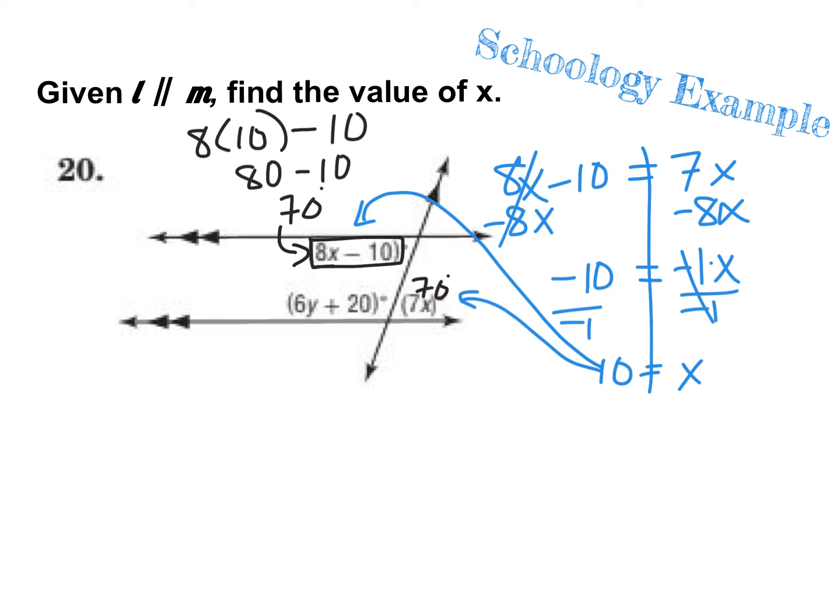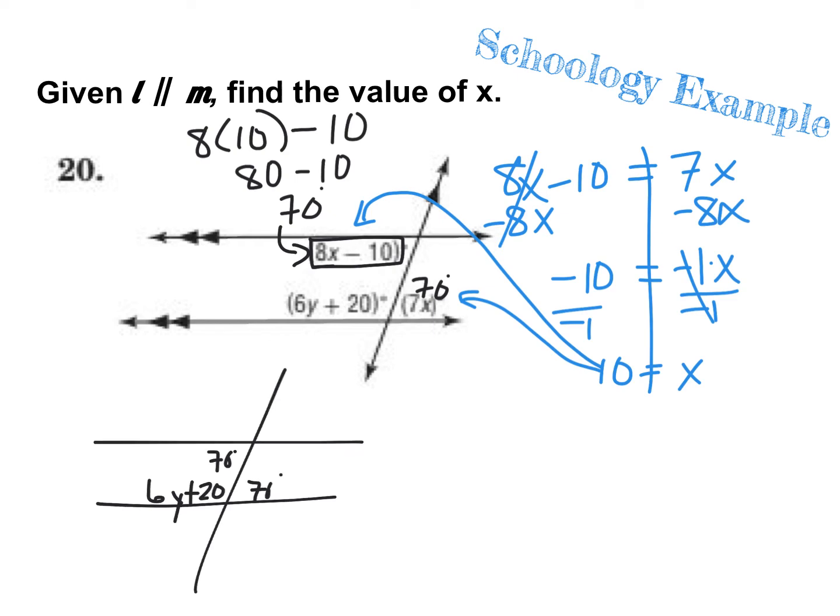Now, to find the value of y, we can do this two different ways. I'm going to change colors here to help you identify what we're looking at. This angle here is 70 degrees. This angle is 70 degrees. I'm going to draw the picture again with this being redrawn. Now I have 70 here and 70 here. And down here I have 6y plus 20. The first thing I want to do is decide which angle I want to connect or look at.